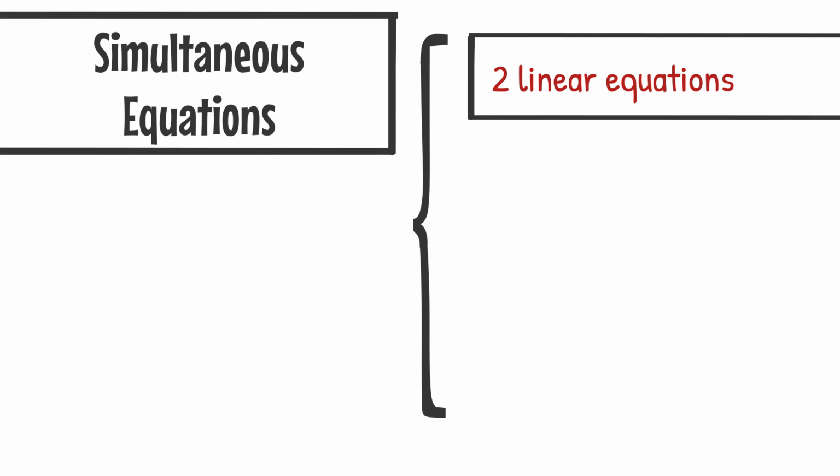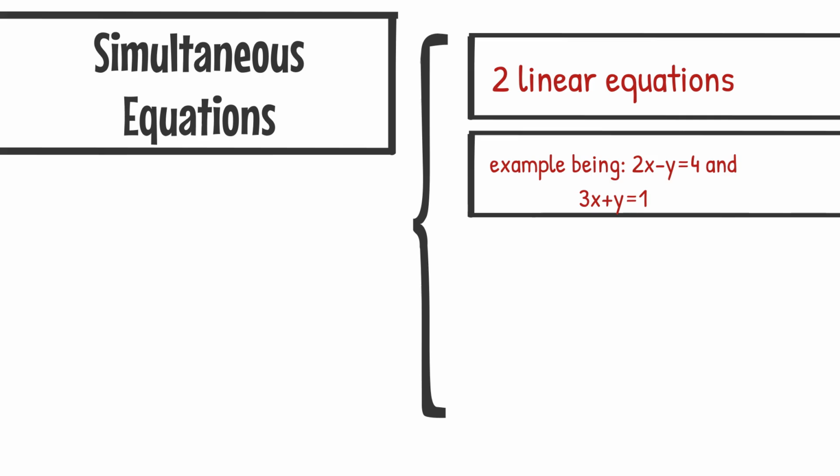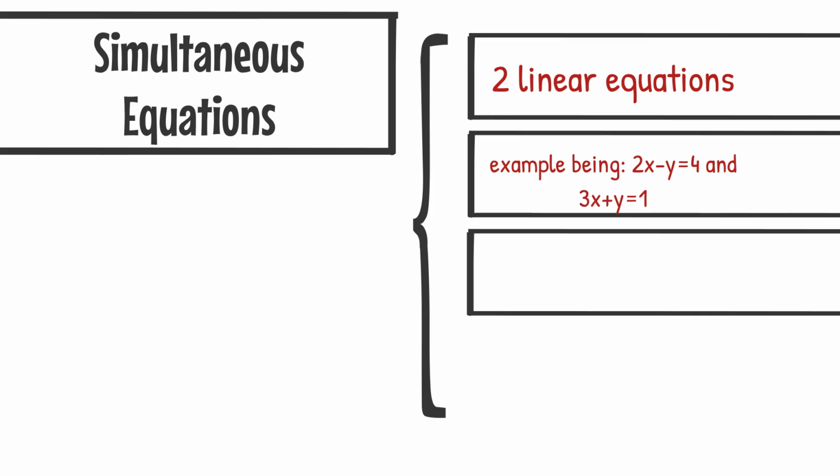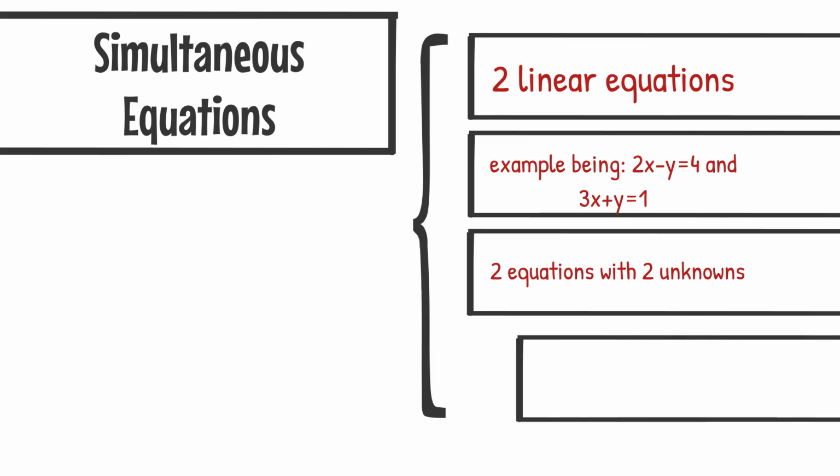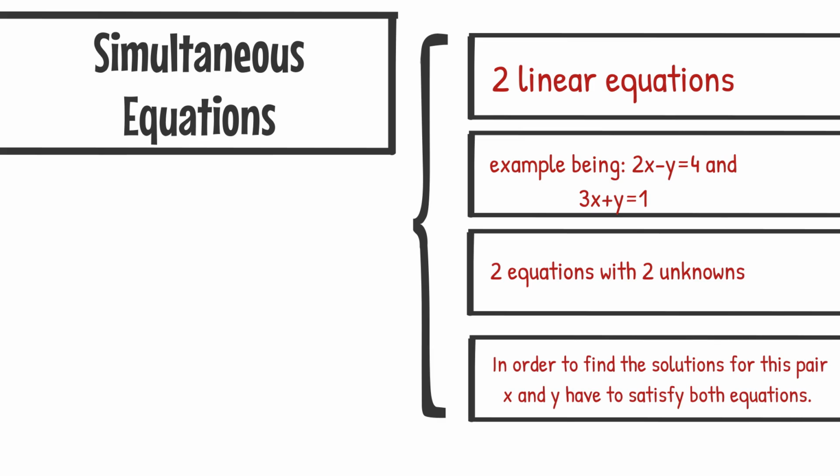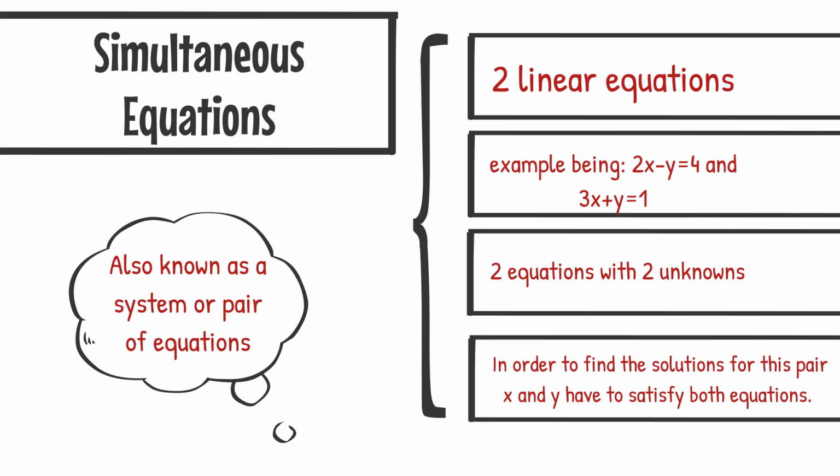Simultaneous equations would be two linear equations in two variables, x and y, such as 2x minus y equals 4 and 3x plus y equals 1. Instead of one equation and one unknown, we have two equations with two unknowns. In order to find a solution for this pair of equations, the unknown numbers x and y have to satisfy both equations. We call this a system or pair of equations, or also simultaneous equations.